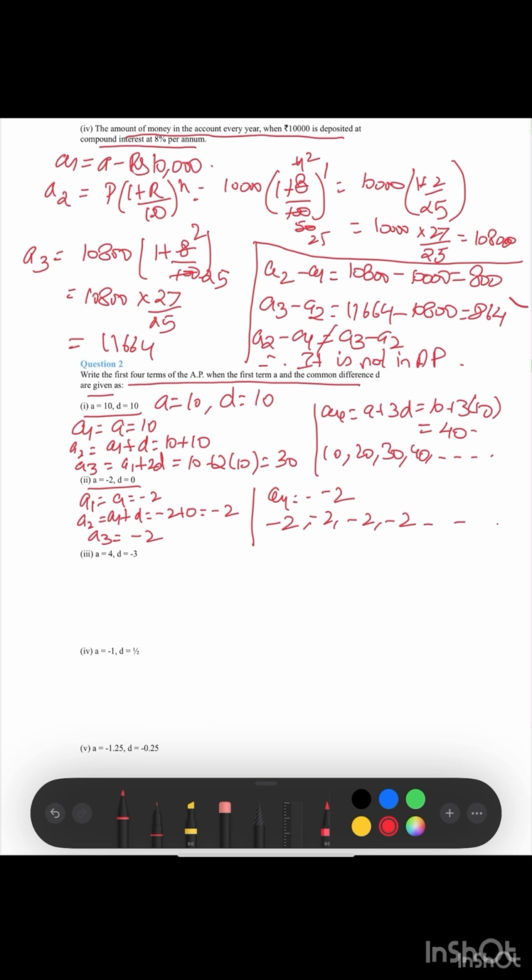Coming to the next part, A is equal to 4 and D is equal to minus 3. In this case, the first term A1 is equal to A is equal to 4.